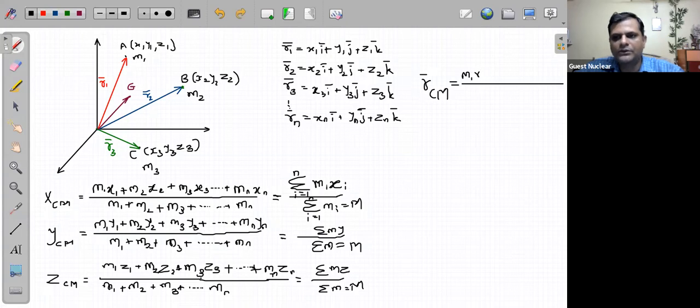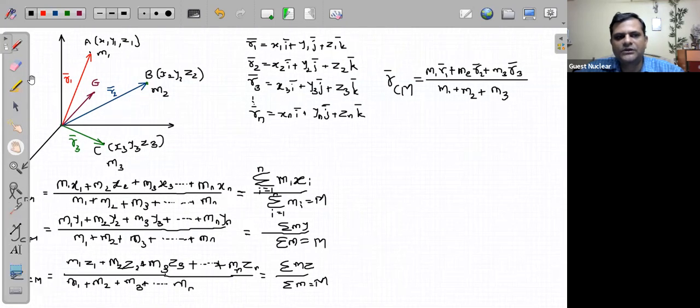Okay, m1 into r1 bar, the mass of the first particle into its position vector, plus the second particle's mass m2 into its own position vector r2 bar, plus m3 into r3 bar, and so on up to nth, and then we have to divide it by m1 plus m2 plus m3 in this way. Here there are only three particles, so we extended it up to three, but we can generalize this formula and extend it up to n particles also.